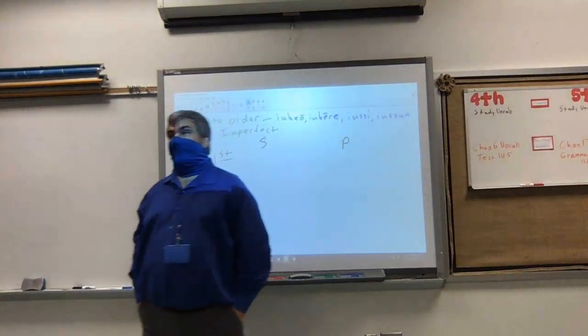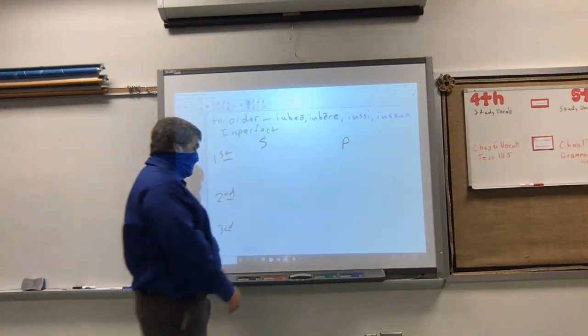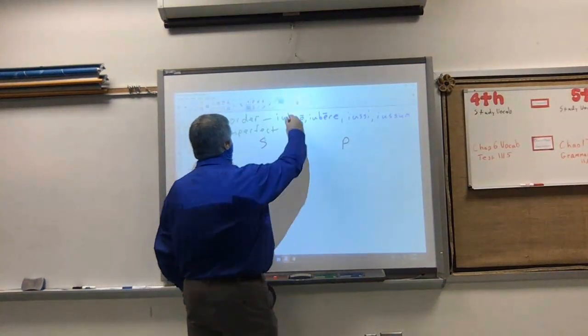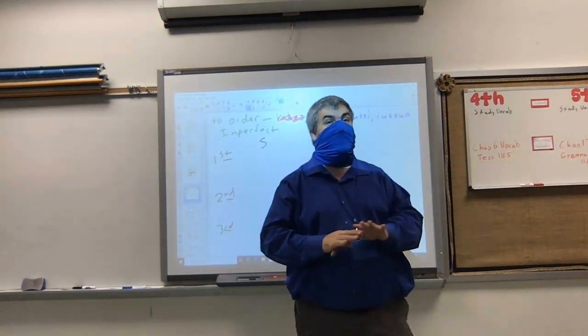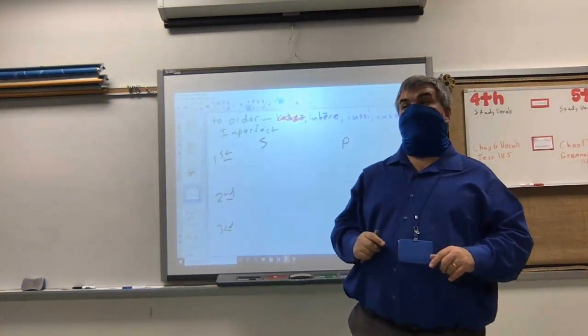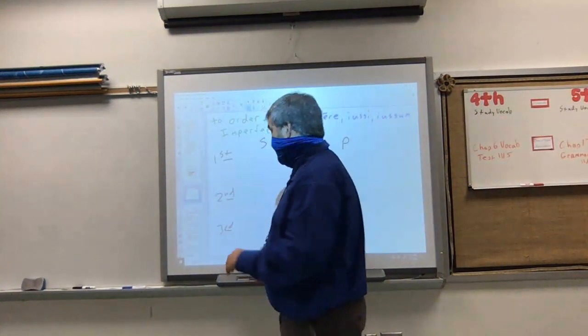Okay, guys, let's take a look at what we have. We've got our verb to order, UBO, UBERI, UC, USUM. Remember, guys, in the imperfect tense, we don't use that first form at all. So that first form has no place at all in this translation. You should not see the letter O anywhere in your translation.